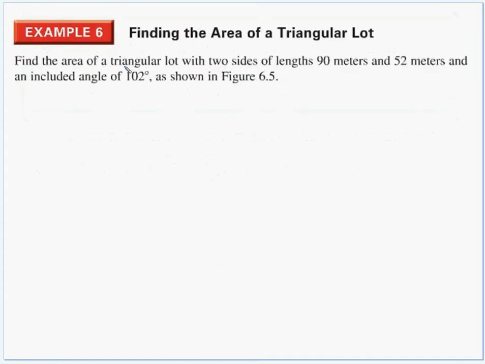Example 6. Find the area of a triangular lot of land. Two of the side lengths are 90 meters and 52 meters. The angle in between them is 102 degrees, as shown in the figure. I did not put the figure in the notes. So if we just draw a little triangle here, ABC. Actually, we don't even need to label the sides. 90 and 52 are the sides, and it says their included angle is 102.